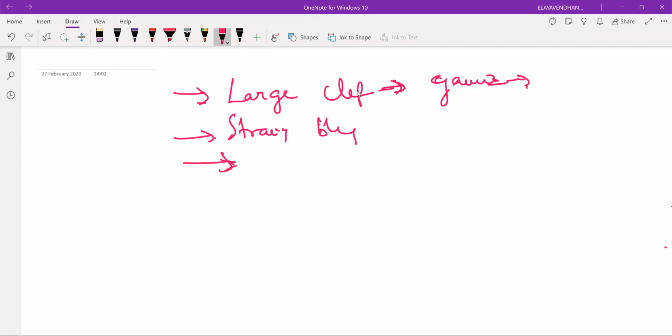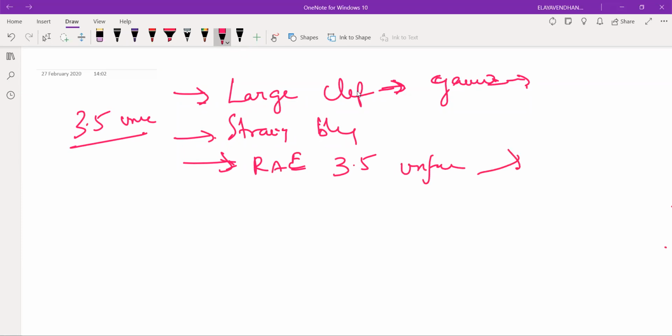I would take the tube according to the formula age by 3 plus 3.5. 3.5 uncuffed tube, sir. And preferably a Ray tube, sir. Okay, preferably a Ray tube, 3.5 uncuffed.